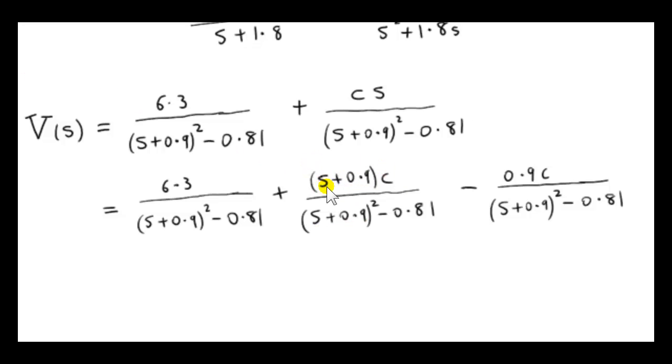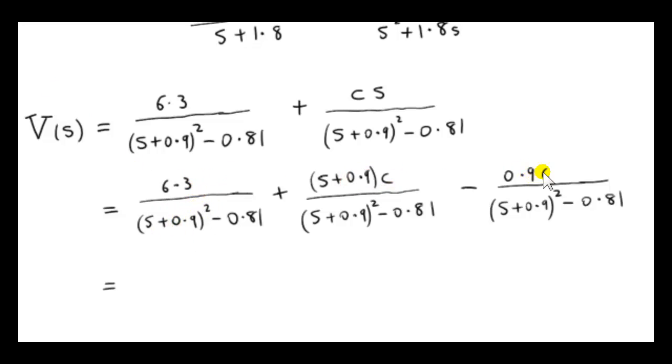Okay, so if we multiply this, we get sc plus 0.9c. Well, sc will just give us back this here, but the 0.9c gives us something that we don't want. So we need to compensate by subtracting off the 0.9c. So we have to subtract off this to get rid of it.